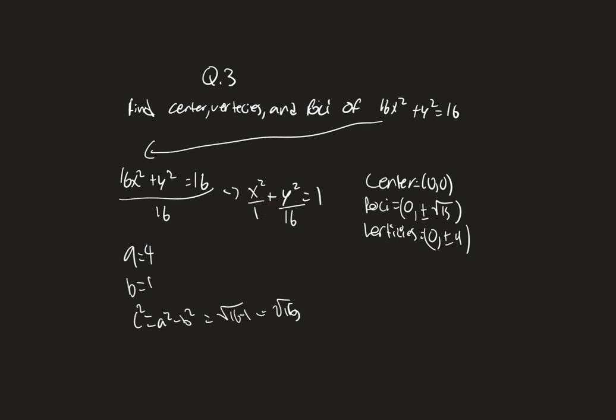And our c, which we're going to need for the foci, is equal to the square root of a squared minus b squared. So a squared here is 16, b squared is 1. So the square root of 16 minus 1 is square root of 15. So we can see here that since we have no h or no k, our center is 0, 0. Our foci are 0 and then plus minus square root of 15. And our vertices are 0 plus minus 4 because of a.